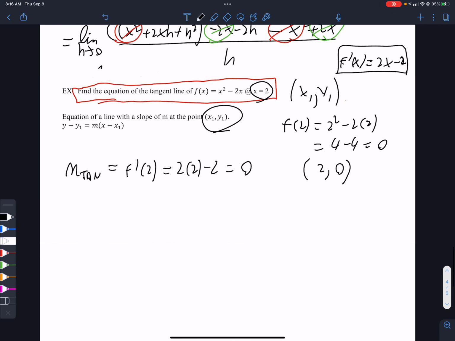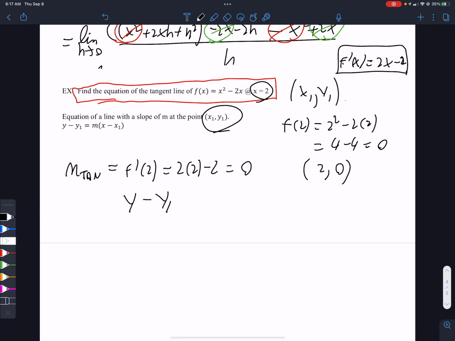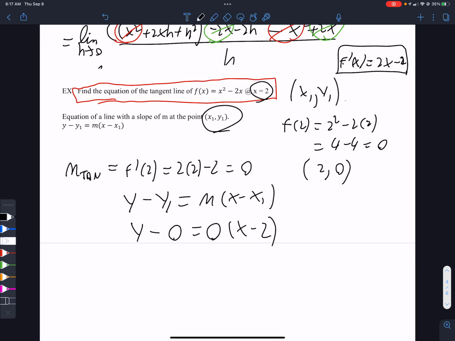Now I plug it into my general form. Y minus y1 equals m, x minus x1. y1 is 0. The slope is 0. That's too easy. I'm sad I gave you this simple one. And x1 is 2. But all said and done, you get y equals 0. I don't like that, but I guess that's the example.